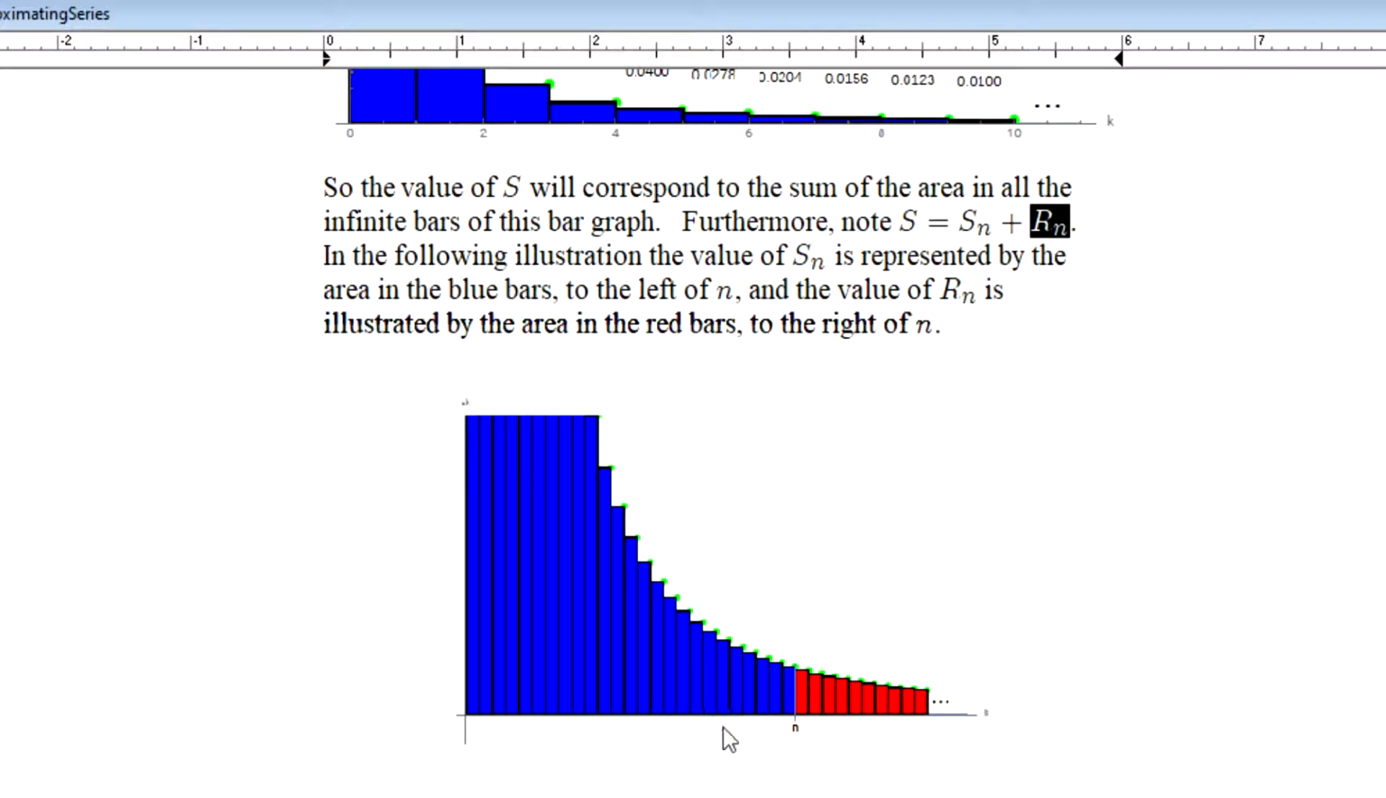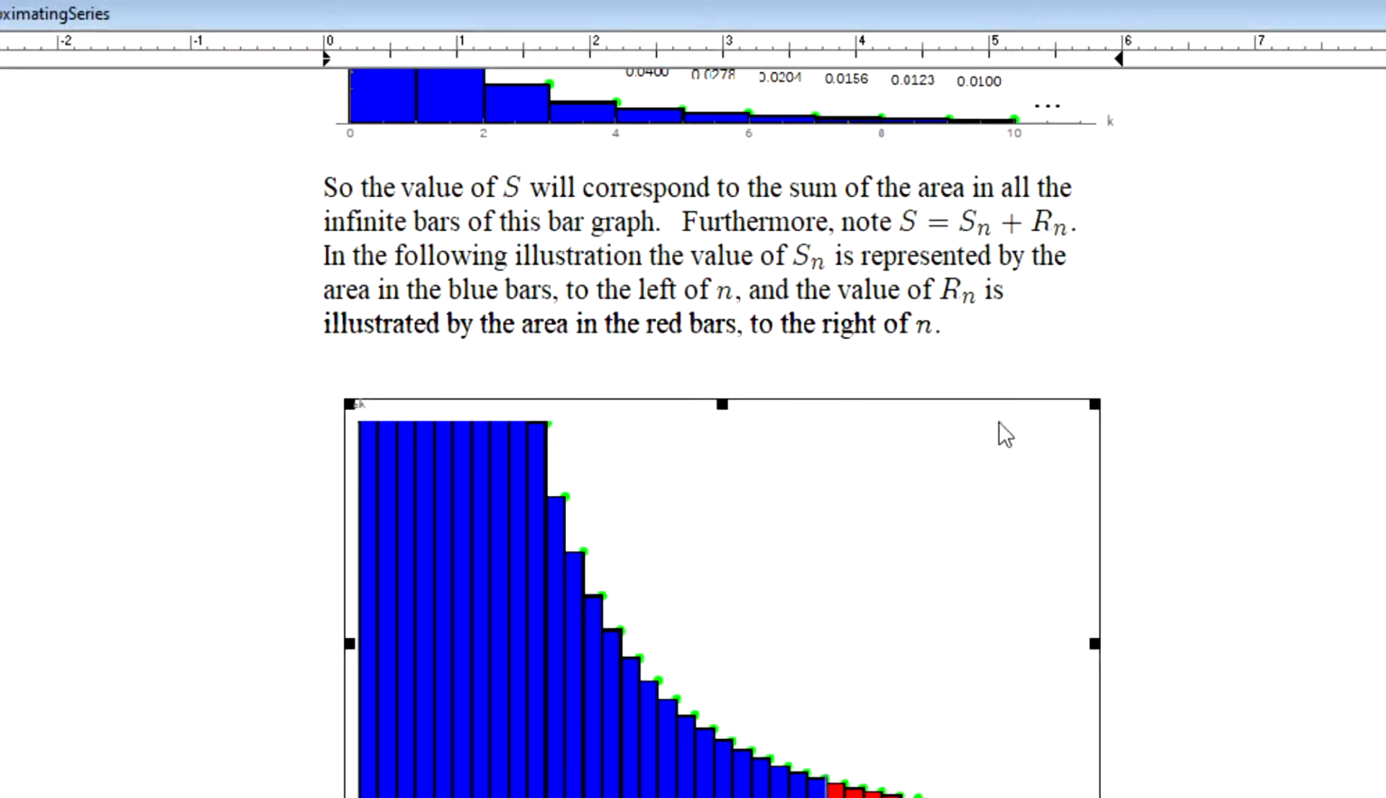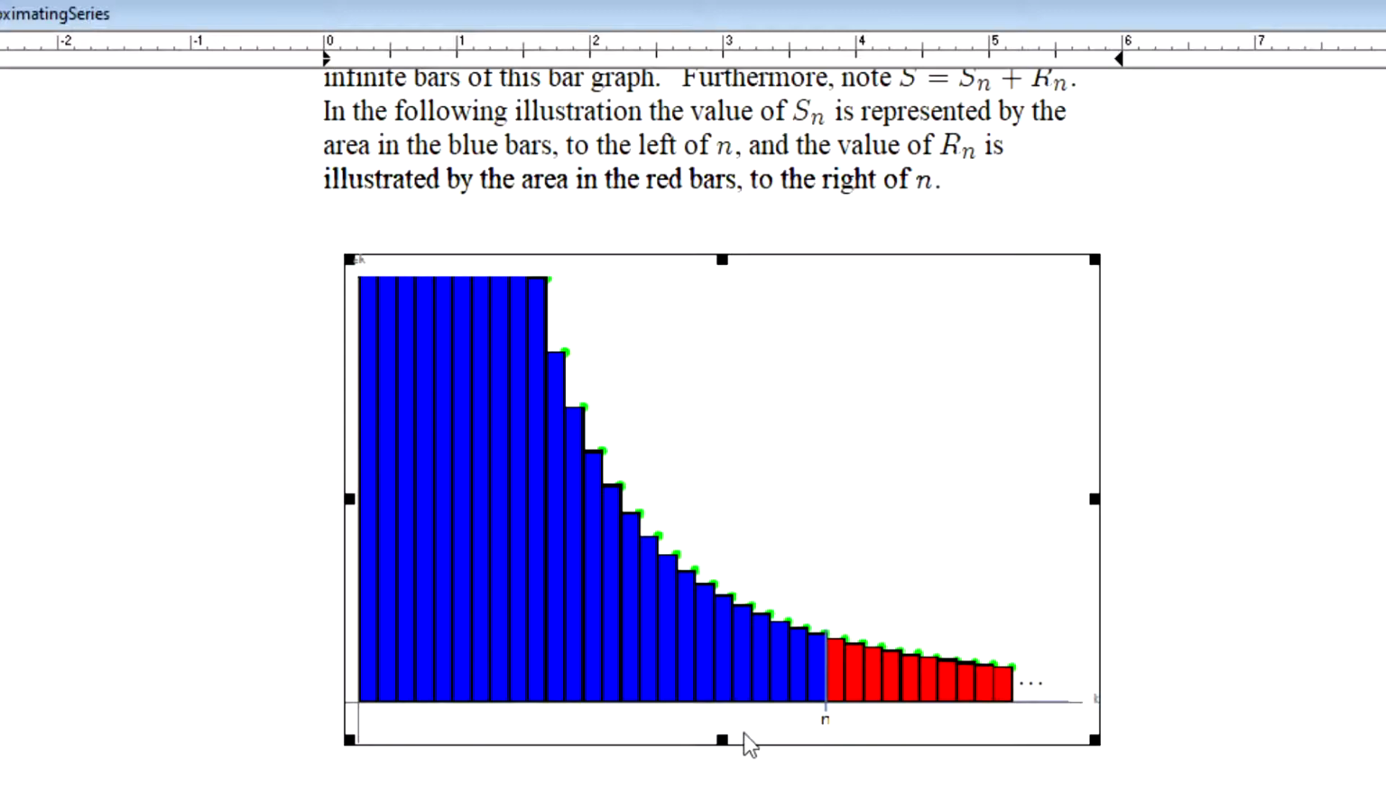So if that's the height and this is the width, each of the bars' areas will correspond to the actual value of that term in the sequence that's being summed here. And these blue bars up to the value of n are all going to highlight the value of S sub n. Their total area will describe the value of S sub n. From n, then, up towards infinity, right? Actually, I should maybe zoom in on this picture a little bit. Let's make it a little bigger, right?